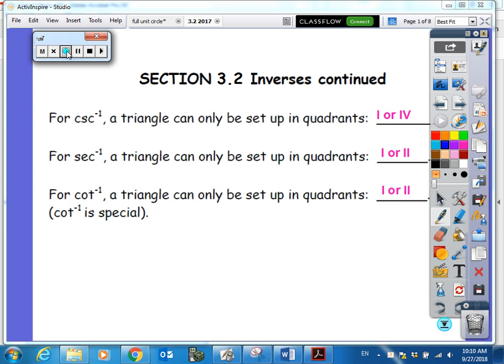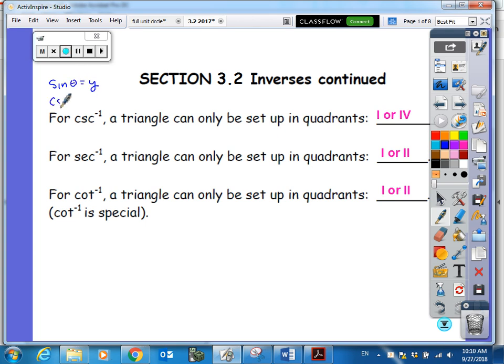But for cosecant, remember, sine of an angle equals y, cosecant of an angle equals 1 over y. Well, if I change cosecant to sine, then I just have to look at the y versus 1 over y. So I'm back to what we did yesterday. So that's why I do that.